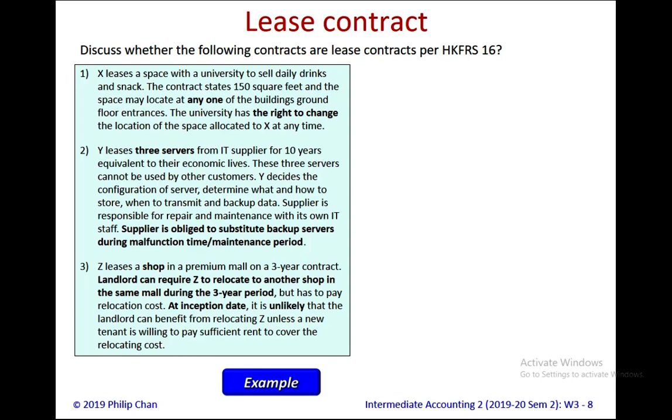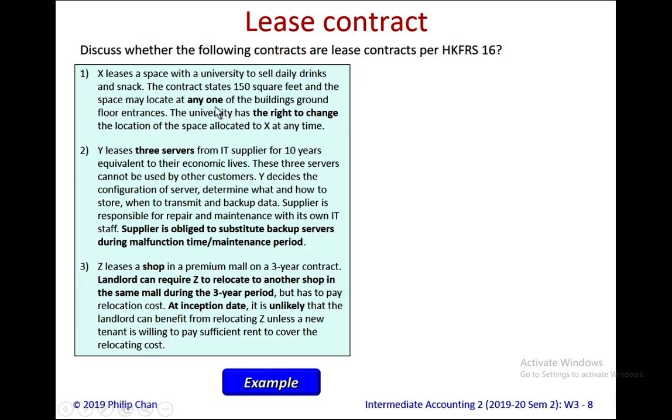In these 3 examples, you have to test yourself on whether those contracts will be considered as a lease contract as per Hong Kong FRS 16. Okay, the first one. X leases a space with a university to sell daily drinks and snacks. The contract states 150 square feet, and the space may be located at any one of the building's ground floor entrances, just like in Poly U. You can have many different floors or blocks.